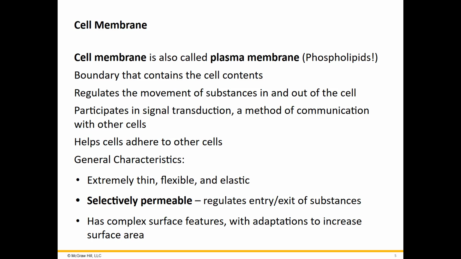Yeah, so it's generally extremely thin, flexible, and elastic. I want you to know this: a cell membrane is selectively permeable. All that means is that the cell decides what can get in and what can get out. And it does that by having a bunch of different surface features that are designed to determine whether something can get in or get out. Some things can just get in and out freely of a cell. Most things need to be selected for getting in and out. It's how the cell makes sure it controls what is there and what isn't.